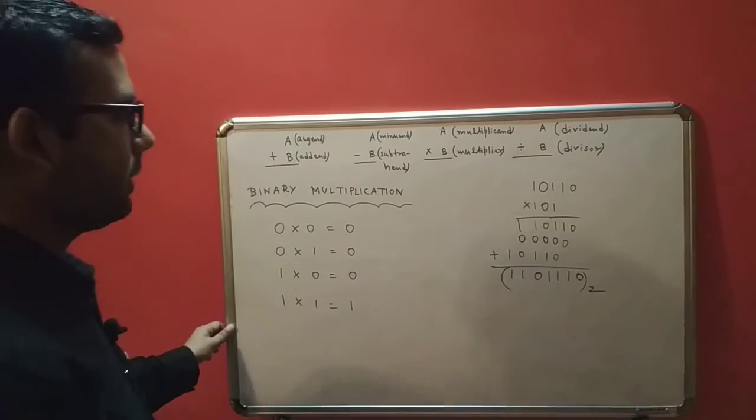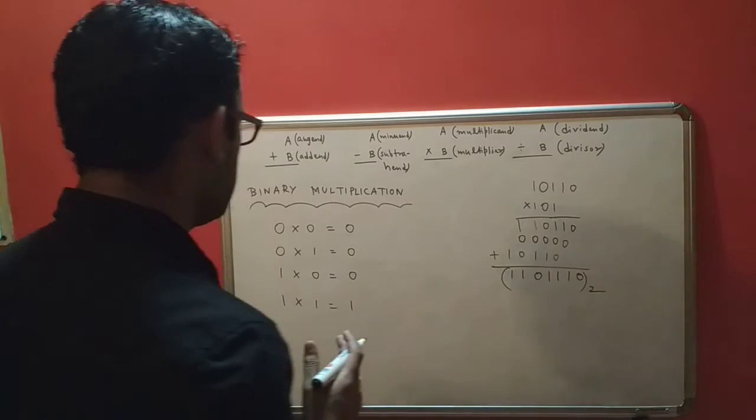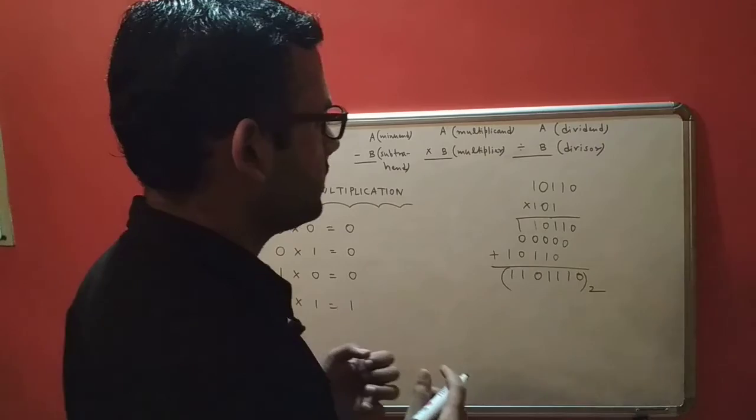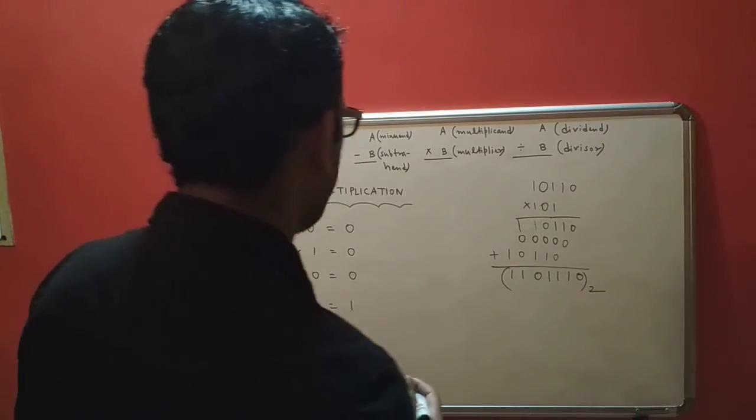Okay, and binary division doesn't have any rules as such. When we want to perform binary division, we only make use of subtraction and multiplication. Okay, so let's have a look at binary division now.